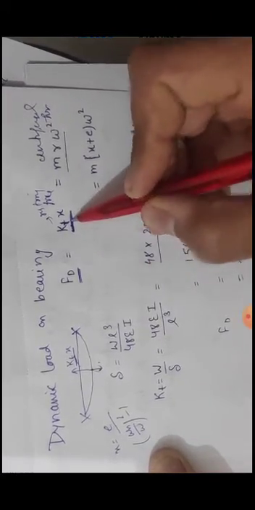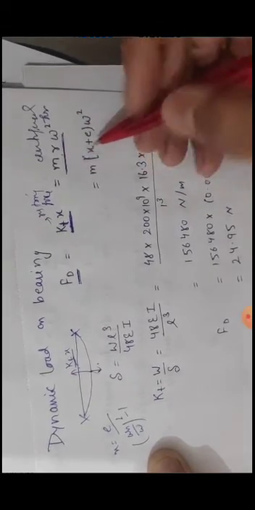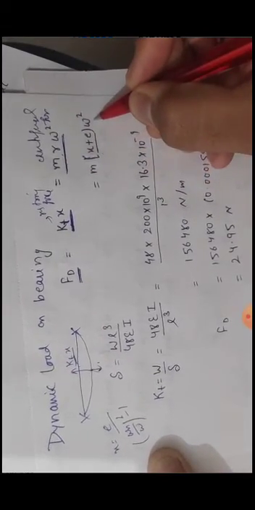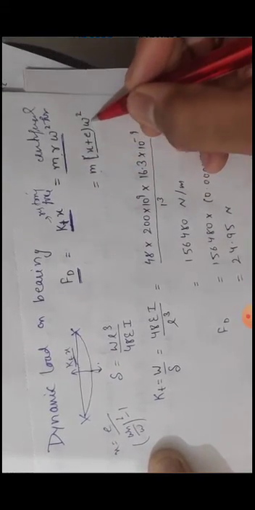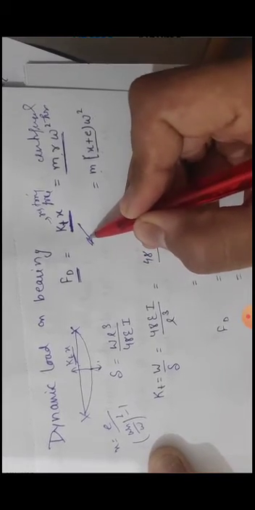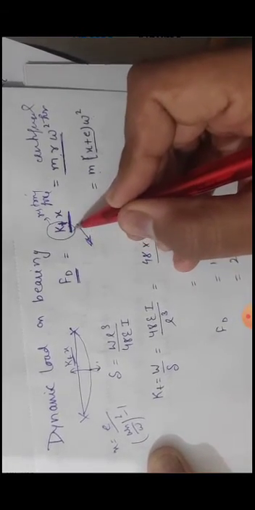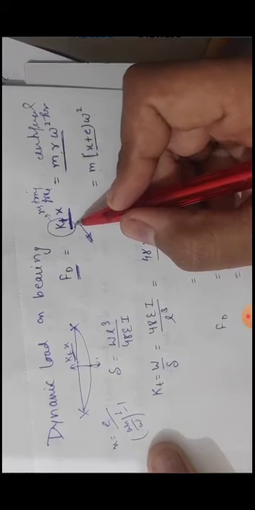We put both equal. So you can find the dynamic load on the bearing either by using kT into x, or by using m r omega square, where r is the net deflection, that is x plus e. So m r omega square equals m (x plus e) omega square. If you want to use the first equation, you have to find out kT.